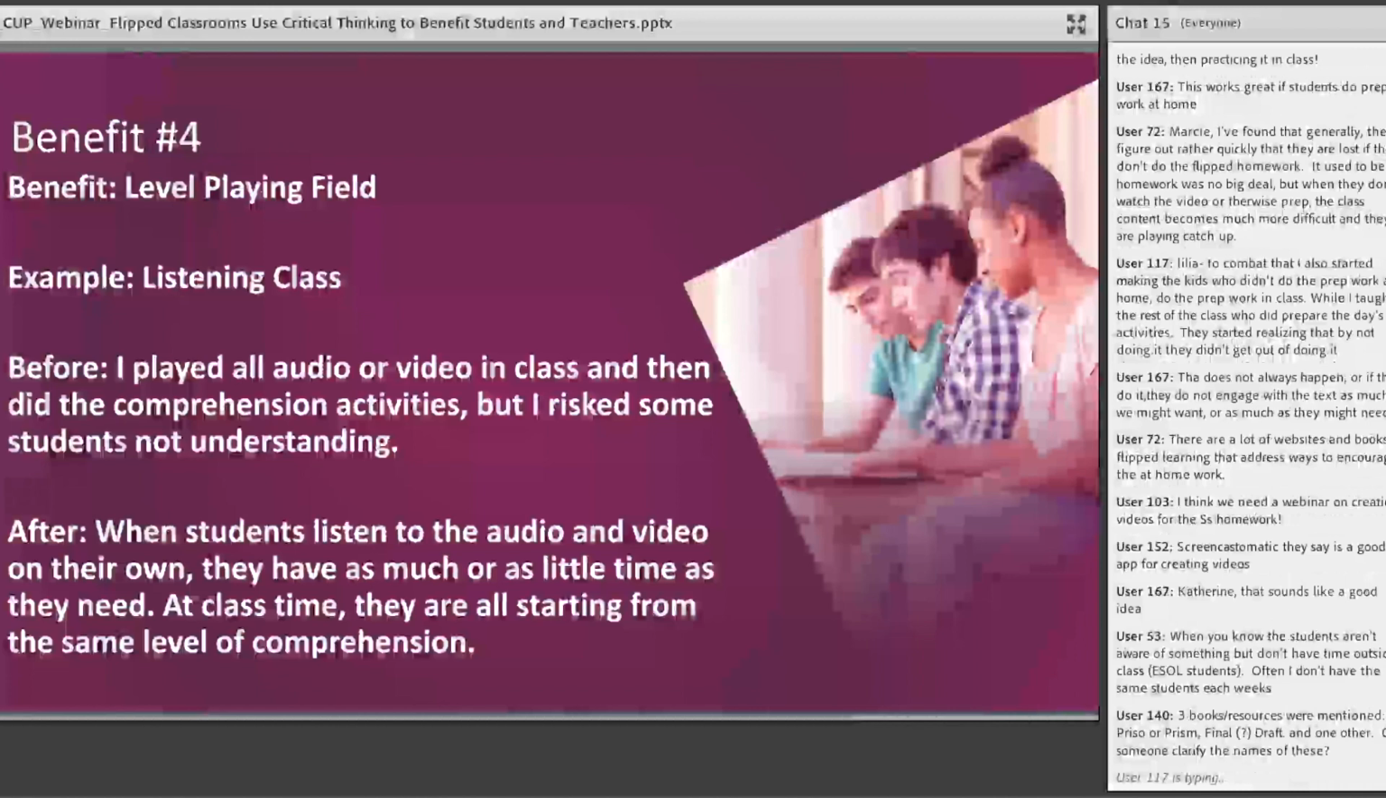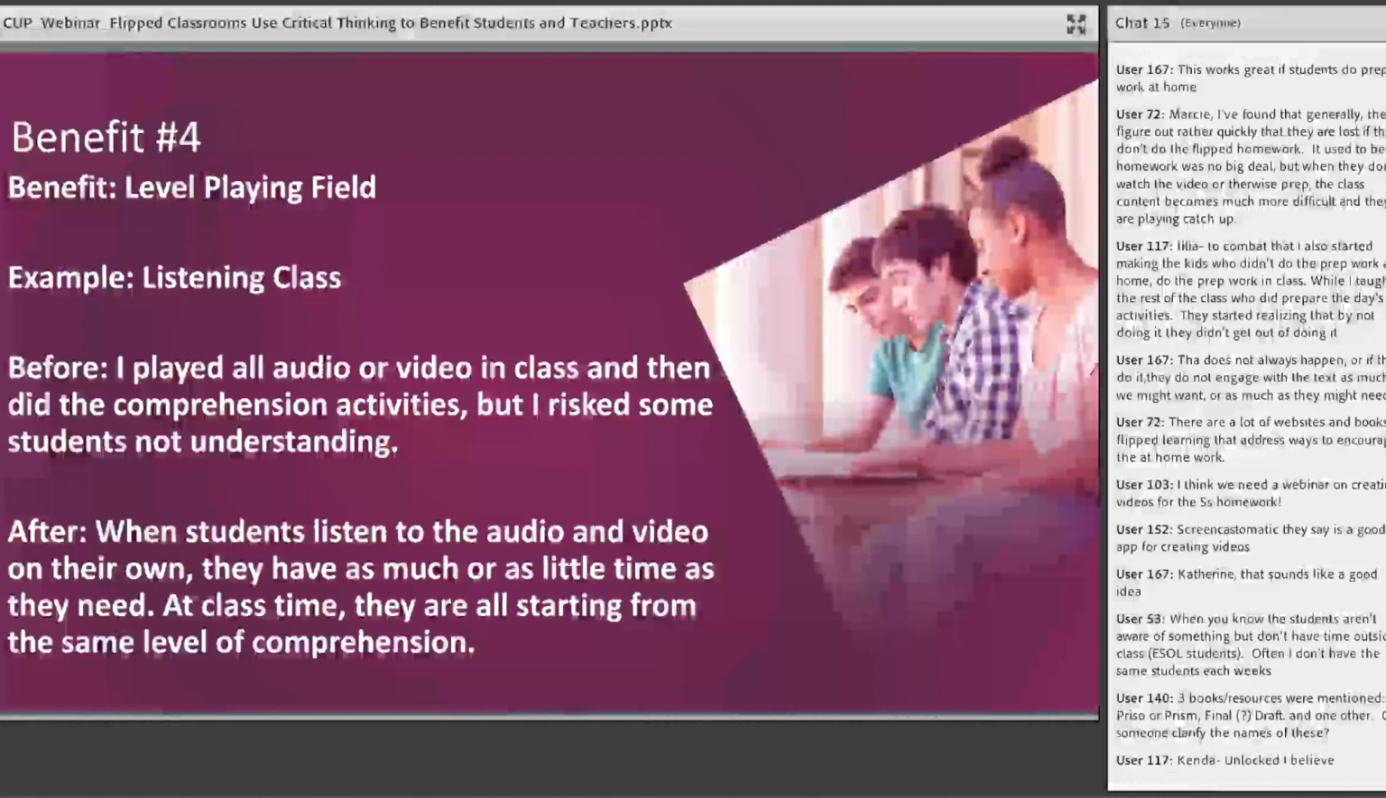The fourth benefit I'll share is about a level playing field. And I think we've all been in the same boat before. I'm using my listening class as an example here. But basically, I was playing the audio in class. And what I would do at the end is I would ask if everyone understood.